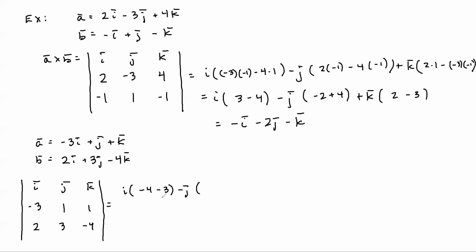minus j, and then negative 3 times negative 4 is going to be 12 minus 1 times 2, and then plus k, and we're going to get negative 3 times 3, that's negative 9, minus 1 times 2. And so the result, if we simplify that, is equal to negative 7i, and then what do we got? 12 minus 2 is 10, negative 10j, and then negative 11k.